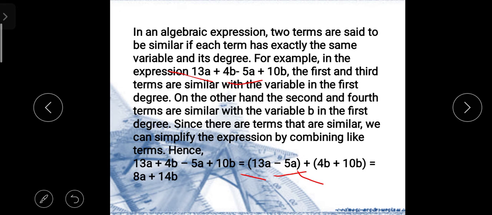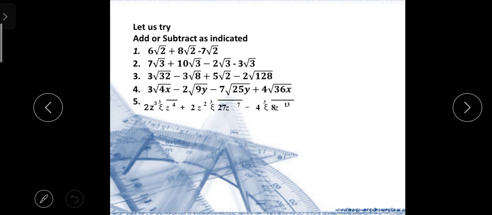4b is positive. And then, si 10b is positive din. So, positive 13a minus 5a. Magkaiba siya ng sign. So, automatic minus yon. And then, get the highest sign or yung sign ng highest number. 13a. So, positive 8a. And then, pareho namang positive yung 4b at yung 10b. So, we have 14b. So, ang final answer natin or ang simplified expression nung example is 8a plus 14b.